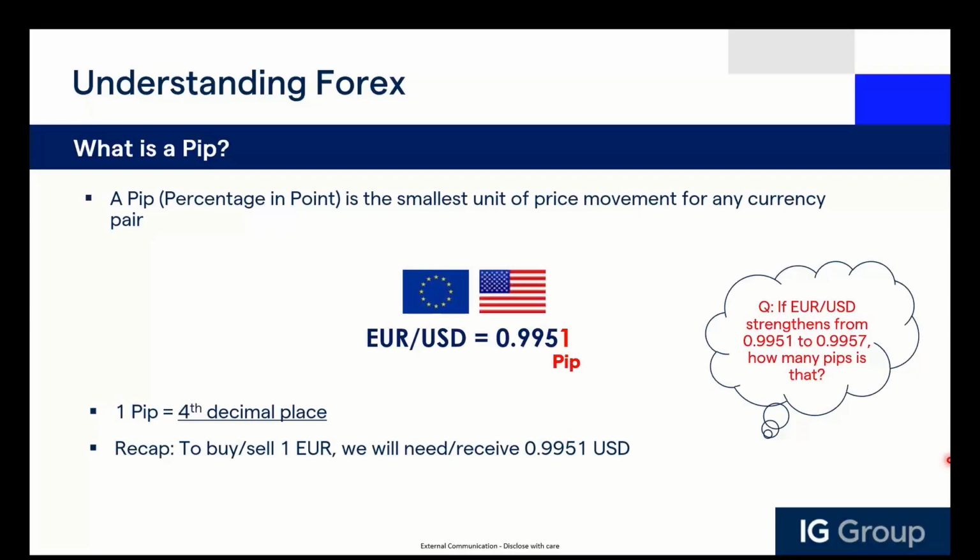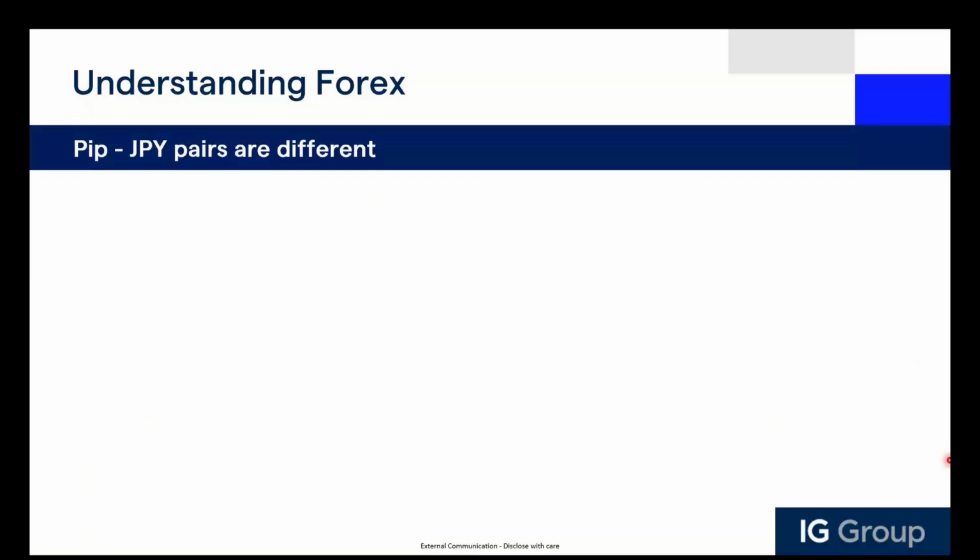Okay, so I guess it's fairly straightforward. It's the fourth decimal place, from 1 to 7. It is a 6 pip increase. So everyone got it right. Okay, so the understanding is there.